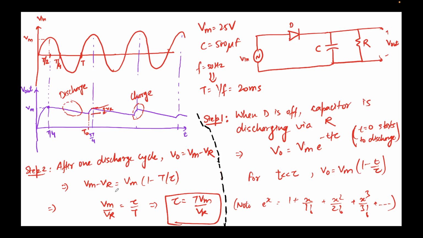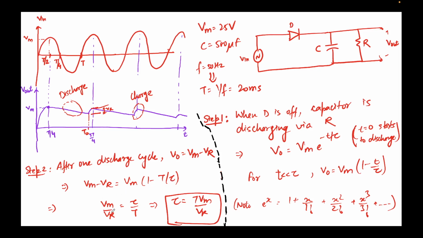You can assume that. So Vm minus Vr, the drop in voltage, is the voltage just at the end of the discharge cycle. This should be equal to, when we put small t equal to capital T over here, Vm times 1 minus t by tau.